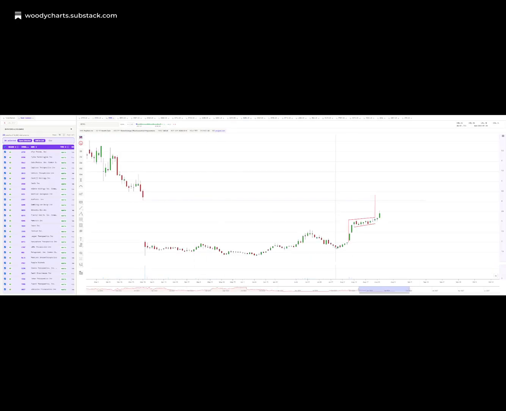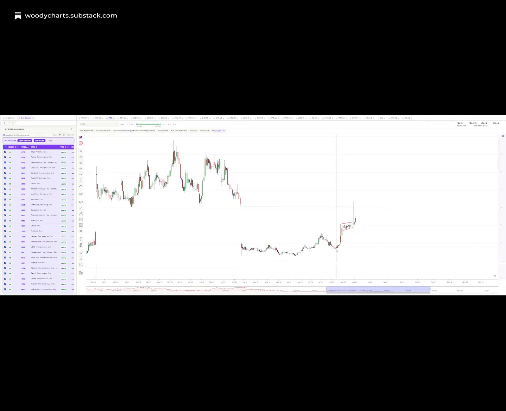PEPG, disclaimer, I am in this one, so that's why I've posted a few times. I think I got in around here somewhere, can't remember exactly, and it dipped down. I rode that and we've gone up, created a little bit of a flag here. I put that flag price target to be just at the gap close, and we are currently sitting 20% below that gap close, so I'm pretty happy with that.